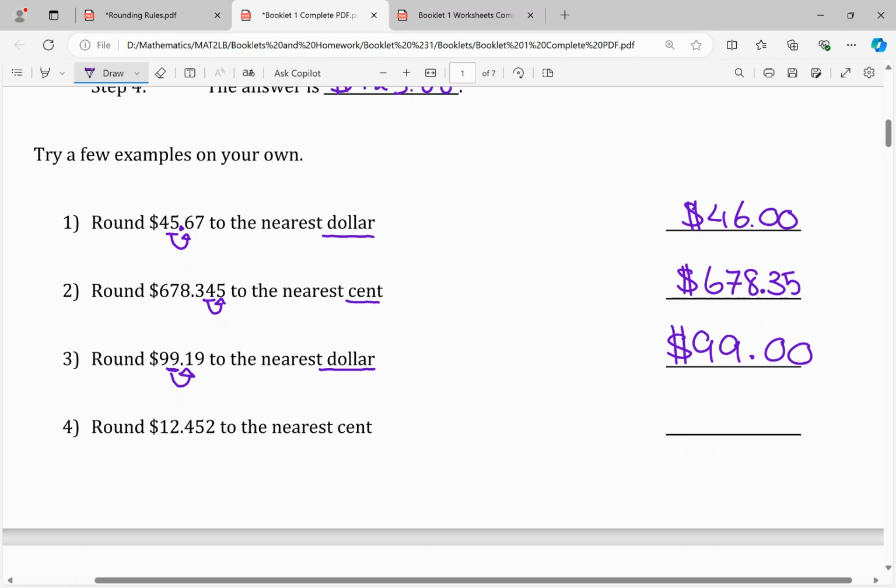Question 4, round $12.452 to the nearest cent. Nearest cent means that I am rounding the second number after the decimal. I look to the 2 to help me decide if I'm rounding up or down. Since 2 is smaller than 5, I will be rounding down, which means I stay the same. The number I'm rounding, 5, stays as 5. So the rounded version would be $12.45.